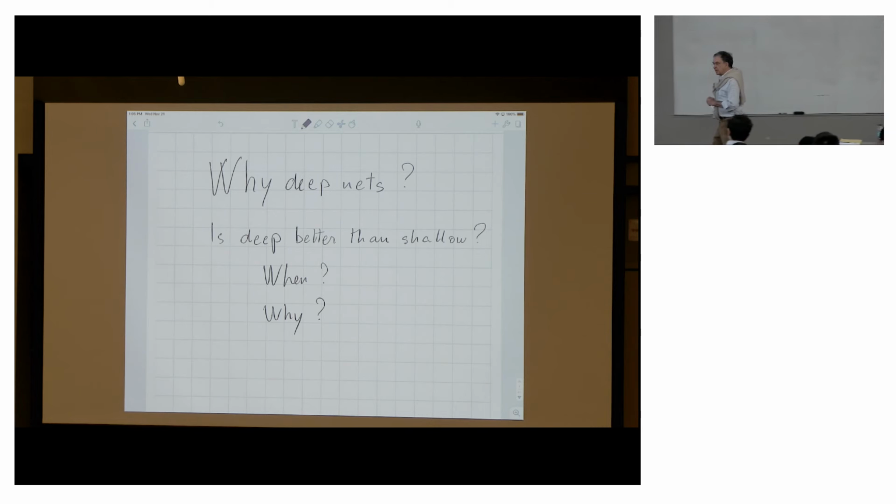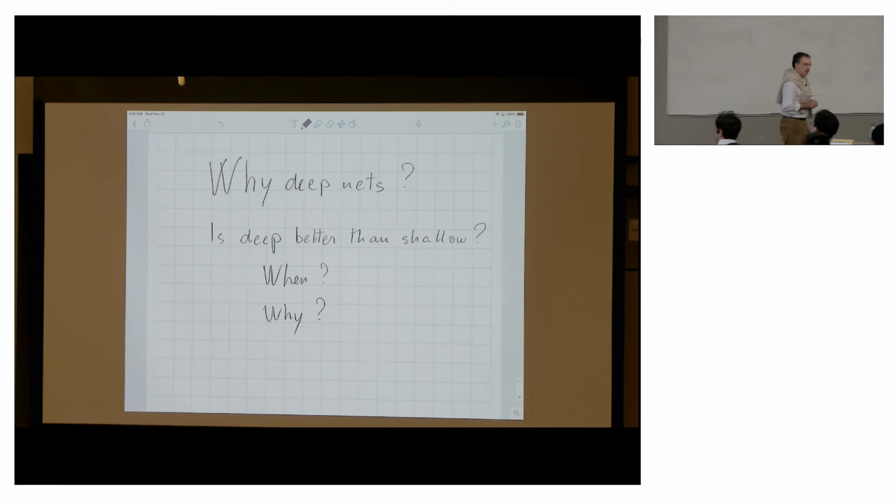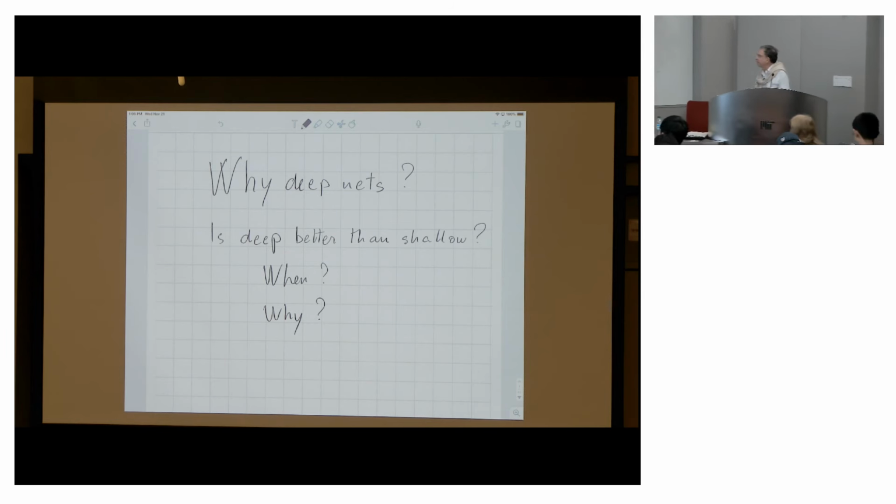But the basic question I want to try to address is this one. Why are the networks that people use today deep? Why are they not shallow? What is special about depth? Why do they work and when?